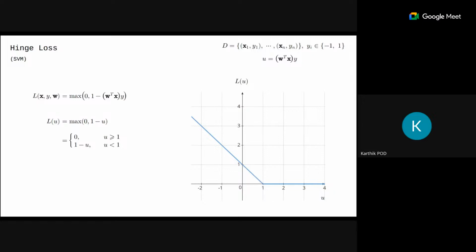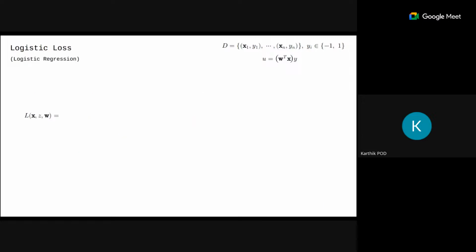Please note that this triangular region is classified correctly, but with functional margin less than 1. Please make a note of this. Even though it's correctly classified, it can still have some loss depending on the kind of model that we are dealing with. So that is the hinge loss. We call this the hinge loss.